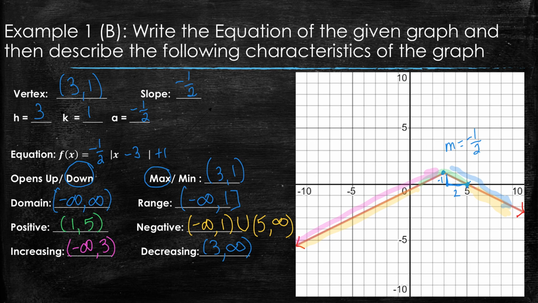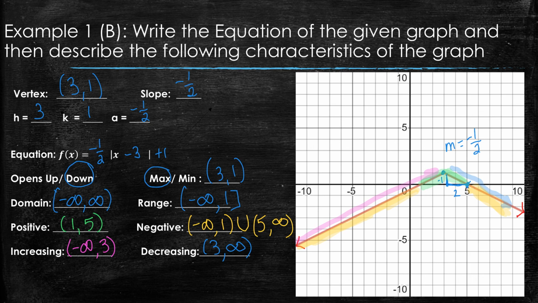One thing that I will point out is that when you get down here to the negative interval, well, let's talk about positive, negative, increasing, decreasing. I color-coded them in the graph. So the positive, remember, is above the x-axis. So that's your green section right here. Everything that's above the x-axis. And then the negative interval is everything that's below the x-axis. So that's going to be this side and this side.